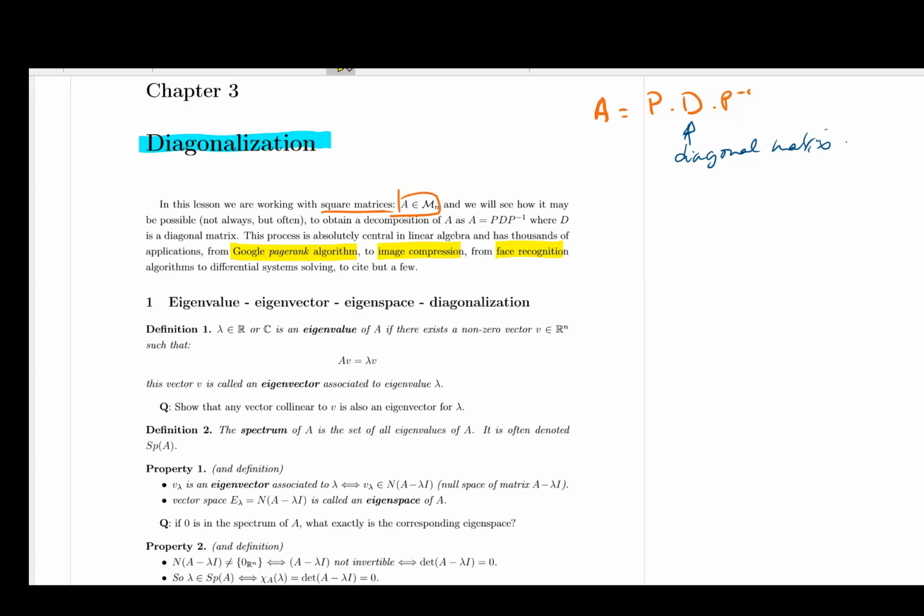I would say that the previous decompositions that we have studied, the LU and CR decompositions, I introduced because they help us understand how matrices work and what the fundamental spaces linked to the matrices are. But this decomposition, which is called diagonalization, is really very important in terms of applications.